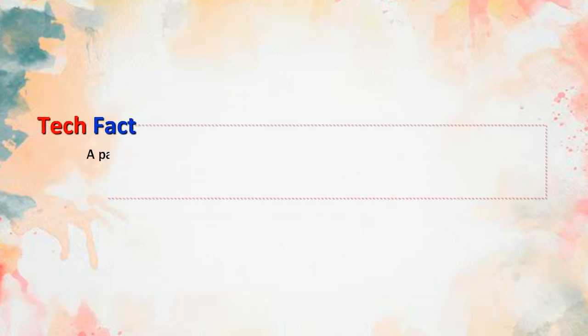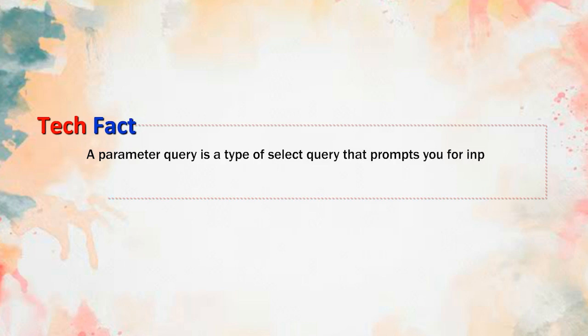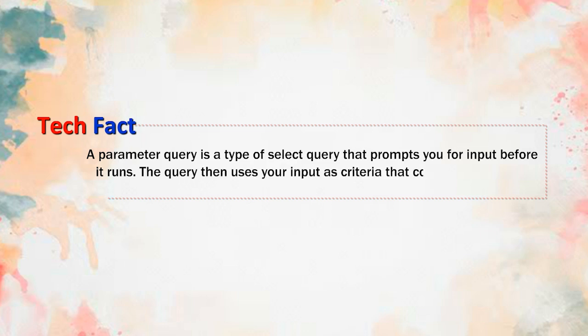Tech fact. A parameter query is a type of select query that prompts you for input before it runs. The query then uses your input as criteria that controls the results.